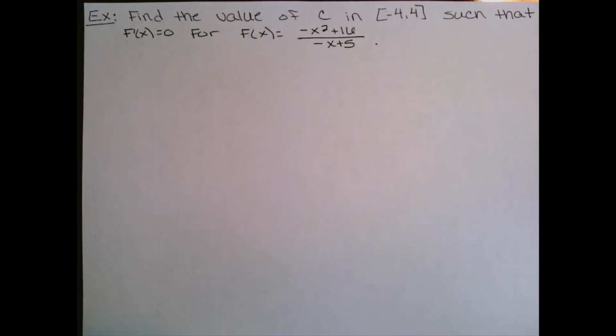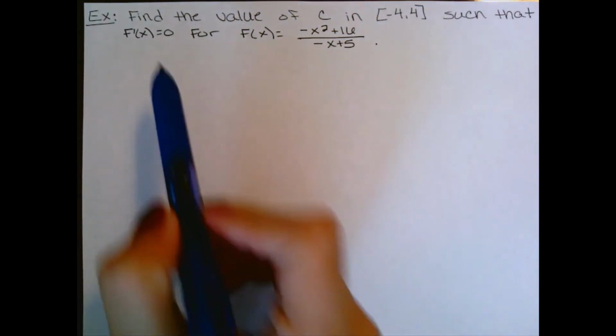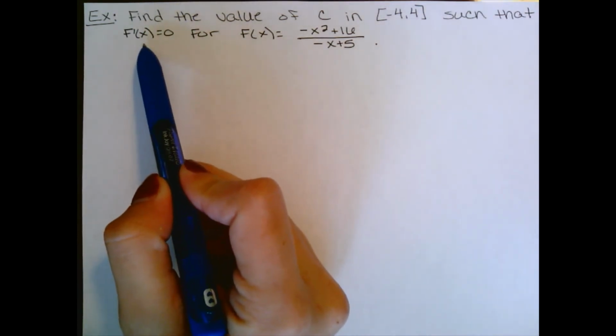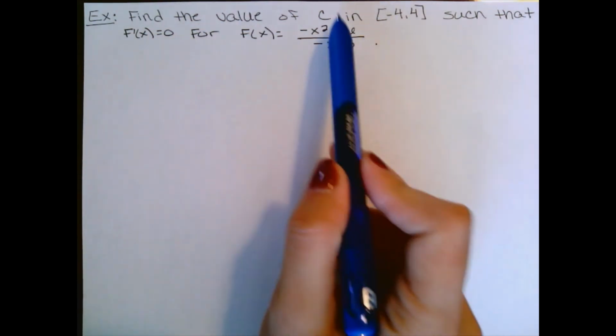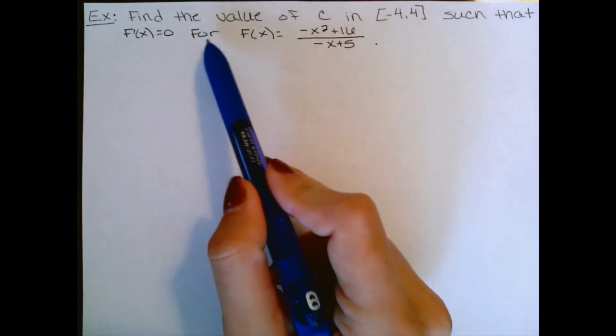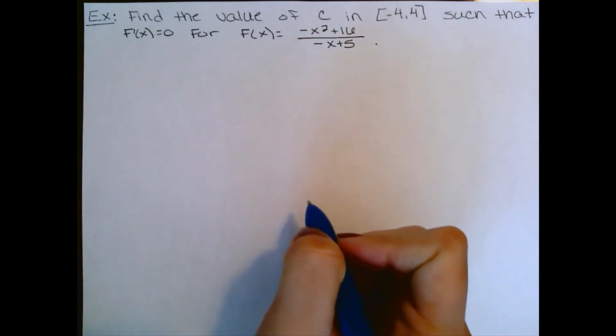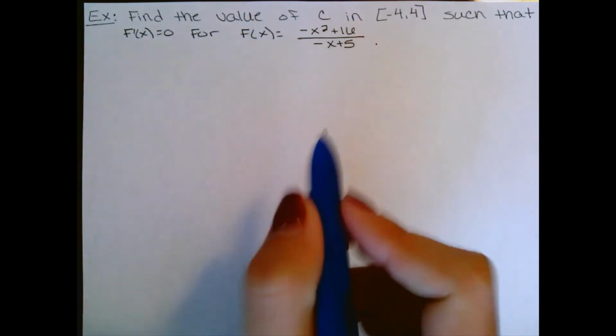So for this next question, it says, find the value of c in -4 to 4 such that f prime of x equals 0 for f of x. Okay, so we know that they're stating here Rolle's theorem based on them asking us for the extrema, and they're giving us the interval and to find that number in between that justifies that. So we start off by checking if it's continuous.